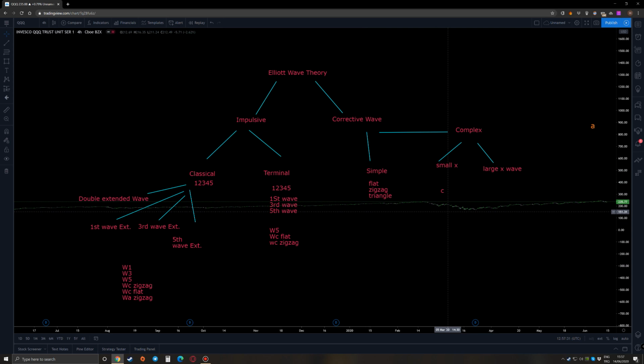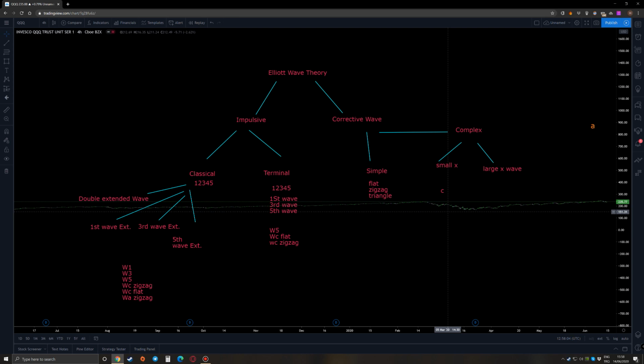Okay? You always have to ask yourself the question, am I in an impulsive or corrective? If I'm in a corrective, is it simple or complex? If it's complex, is it with a small X wave or large X wave? If it's a small X wave, then you have only 6 options. I didn't write it down yet because I will explain this in a different video. It can be a double zigzag, triple zigzag, double flat, triple flat, double combination, triple combination. That's it. There is no 7th one. Then it means you are in only one of 6.